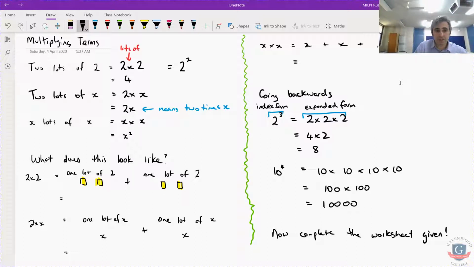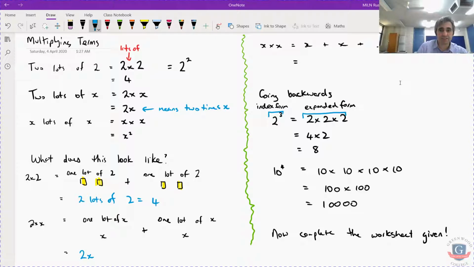Now what might this look like? Well, if we want 2 lots of 2, here's 1 lot of 2 here, here's another lot of 2 here, we have 4 altogether. 2 lots of 2. Now if we have 2 times x, we have 1 lot of x, here it is here, plus another lot of x, here it is here. x plus another x will give me 2x.